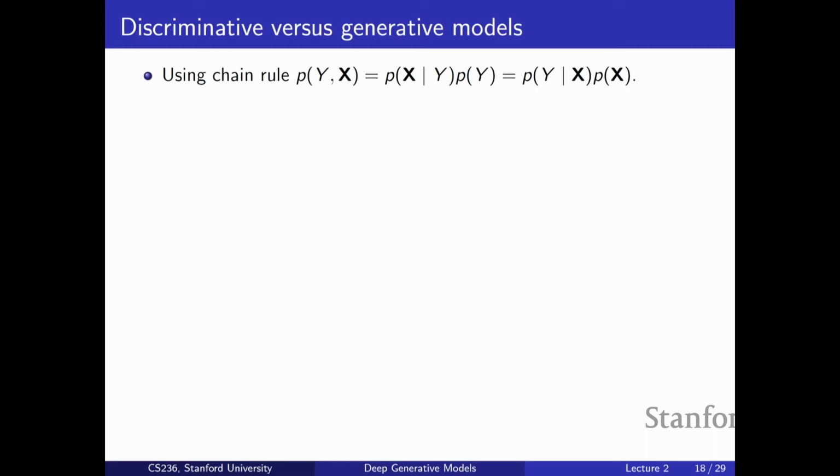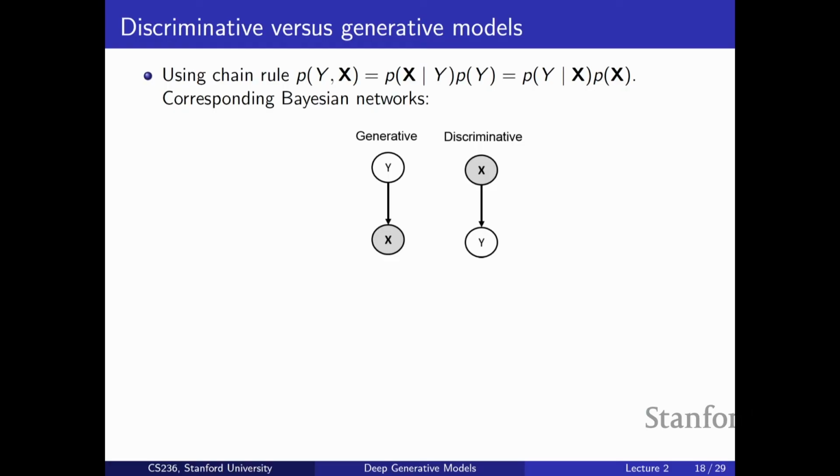Alternatively, you can use chain rule based on a different ordering, and you can say, I can write it as the probability of observing this feature vector times the probability that that particular feature vector has label y. And so these are basically two Bayesian networks that capture the same joint distribution, one where we have y and then x, and then one where we have x and y.